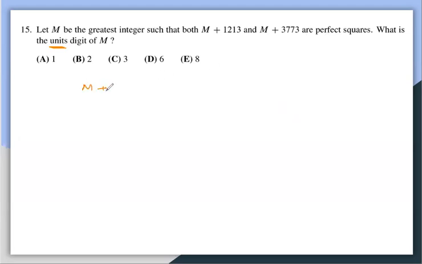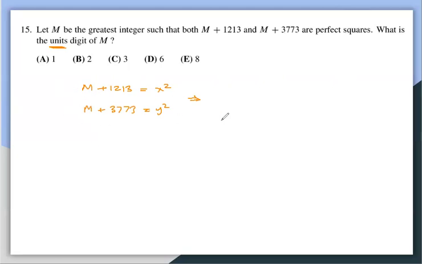So I'm going to write m plus 1213 equals x squared, and then m plus 3773 equals y squared. But this is not really helpful because we have two different numbers that are not nice looking, and also we have three variables, so it doesn't look helpful. So what I'm going to try is to cancel something, and the easy one to cancel is the m's.